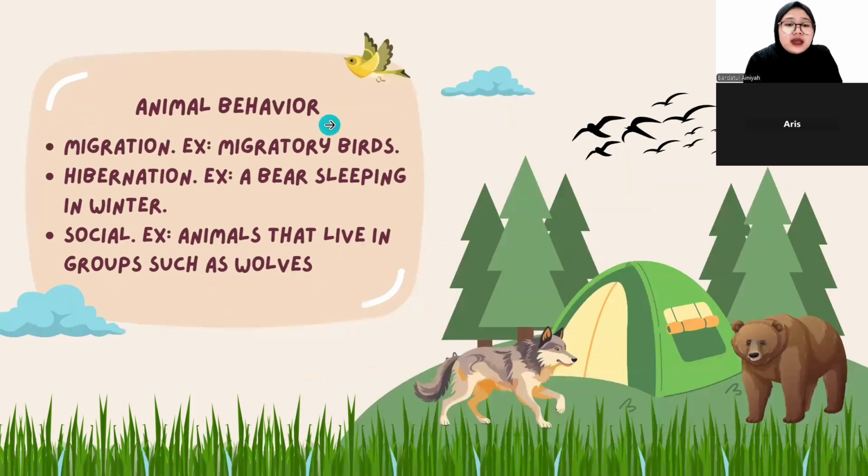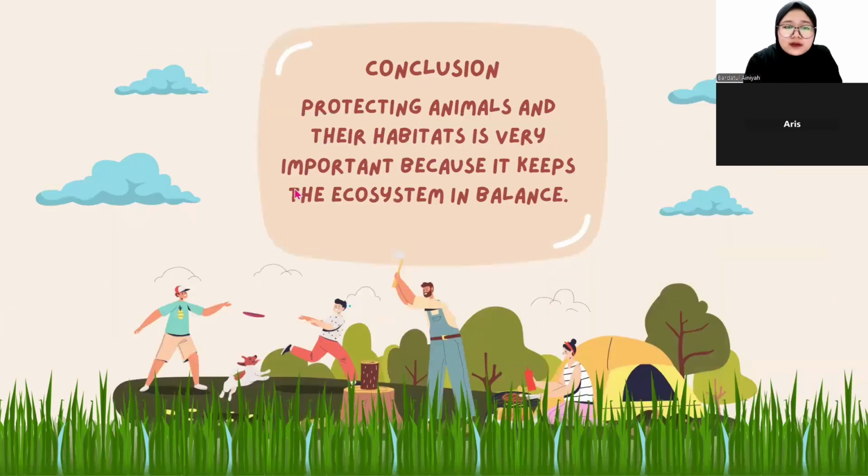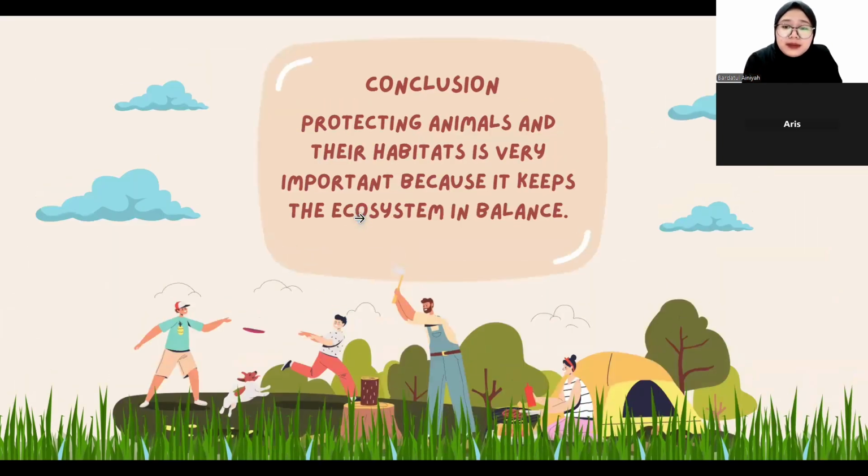Animal behavior. There are 3 points. Number 1, migration. For example, migratory birds. Second, hibernation. For example, a bear sleeping in winter. And third, social. For example, animals that live in groups such as wolves. Conclusion, protecting animals and their habitats is very important because it keeps the ecosystem in balance.